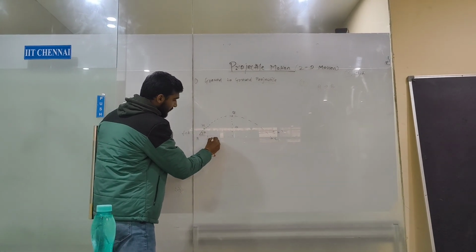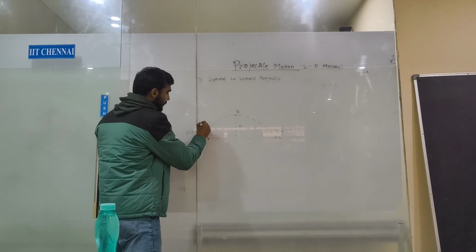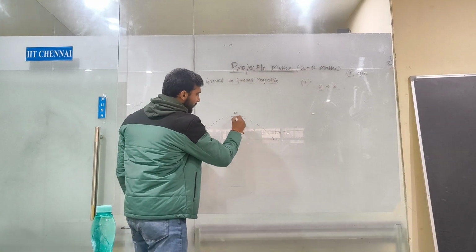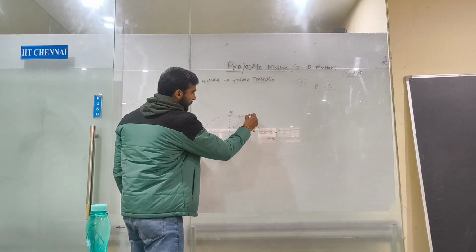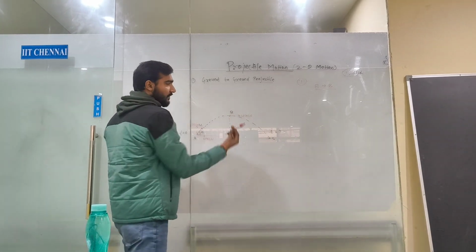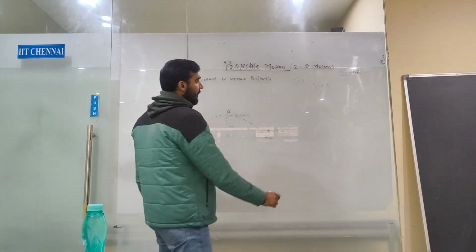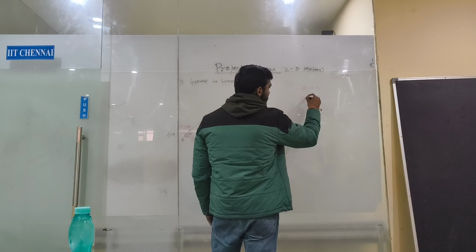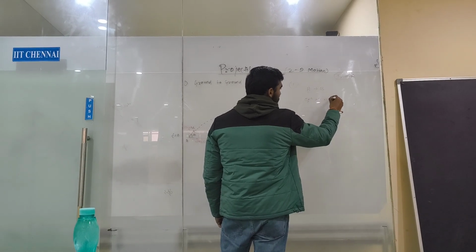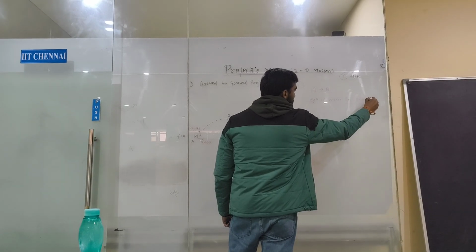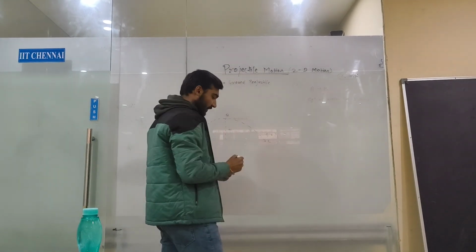This is u cos theta. This is u sin theta. This is u cos theta and velocity in y direction 0. I am talking about A to B, and I am applying equation of motion in y axis.